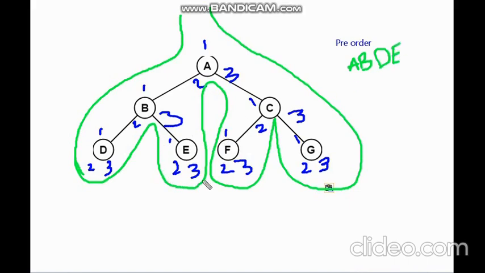Next I am traveling like this. 1 is visited. C. Then F. Then G. Okay, no more ones, right? Hence I visited all vertices. Okay. So now in-order.